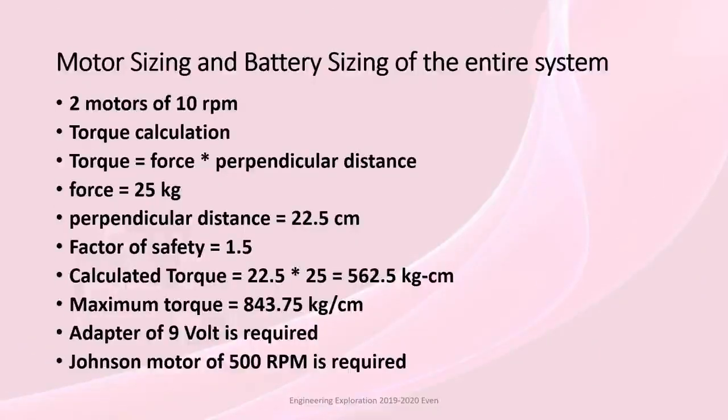Here is the battery and motor sizing of the system. We require two motors of 10 rpm each. For the second subsystem, the calculations are as shown. Torque is calculated as force multiplied with the perpendicular distance. Here, the force is given as 25 kgs and perpendicular distance as 22.5 centimeters. From the formula, torque can be calculated as 562.5 kg centimeter. With the help of factor of safety, maximum torque can be calculated as 843.75 kg centimeter. An adapter of 9 volt is also required, and with that, a Johnson motor of 500 rpm is required.